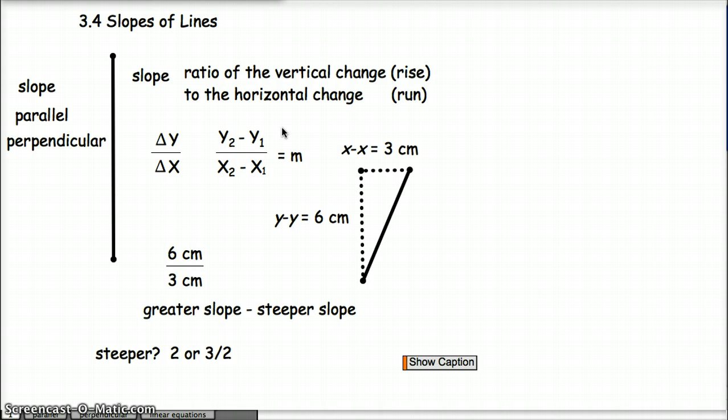Alright, slope, by definition, is the ratio of the vertical change to the horizontal change. Don't be afraid of that word ratio. Ratio simply means a fraction. It's the fraction that compares the vertical change, the rise, to the horizontal change.